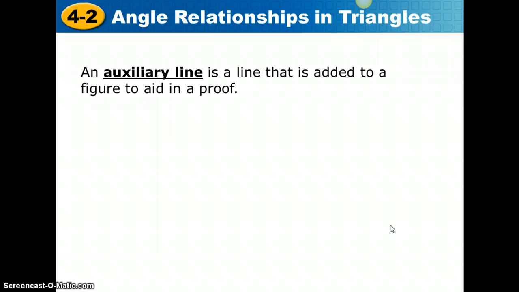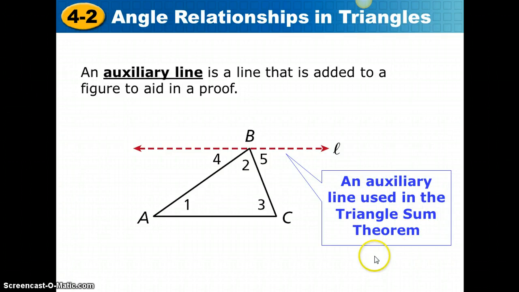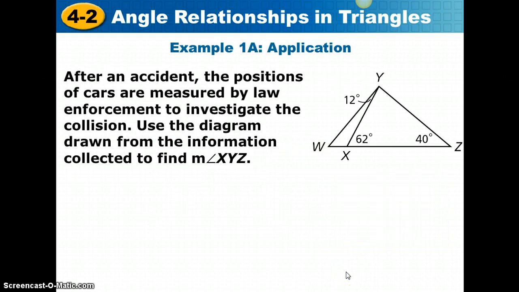Alright, first let's talk about what an auxiliary line is. It's a line that's added to a figure to help in a proof. You can draw any line on a diagram just because through any 2 points there is exactly one line. So you can draw any line in a diagram to help with your proof, and we would just cite that as the auxiliary line. And this auxiliary line helps us in the triangle angle sum theorem. So let's take a look at example 1a.